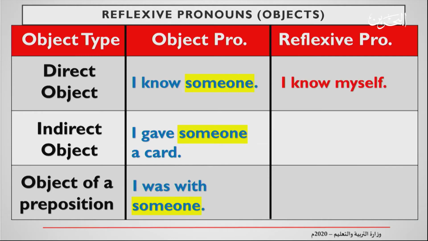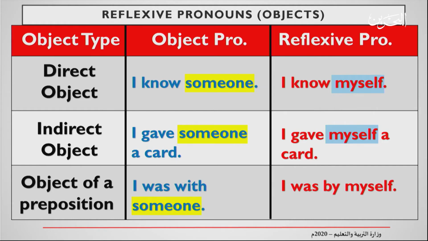All right. Now, let me introduce reflexive pronouns in this. I say, I know myself. You see, myself is a direct object. I gave myself a card. So we have 2 objects in this. The first one, direct object, is the card. I gave a card. The indirect, which is this one, I gave someone a card. So we have direct and indirect.